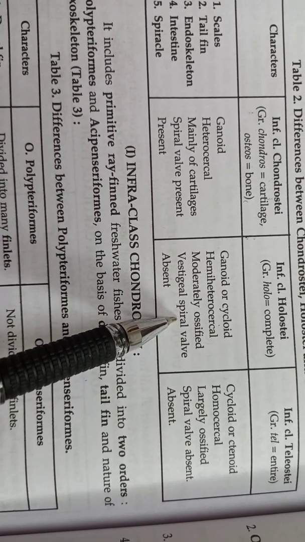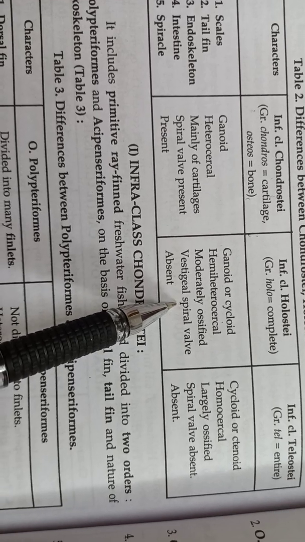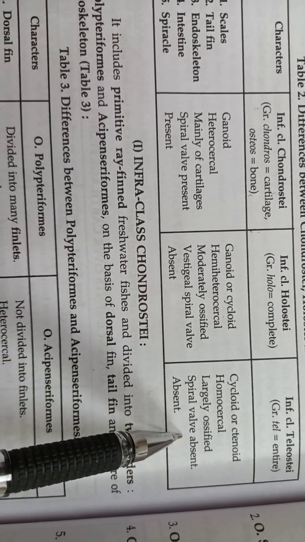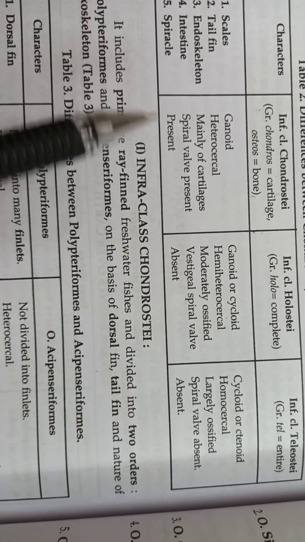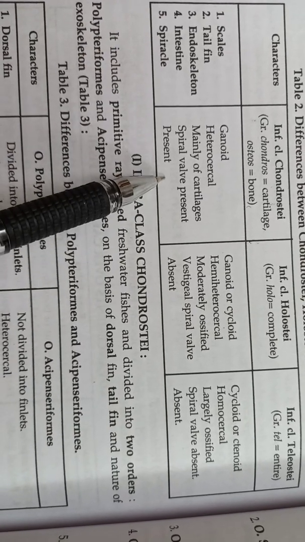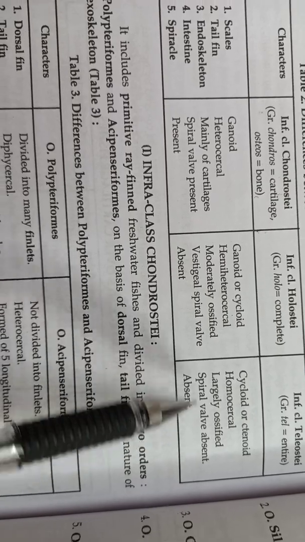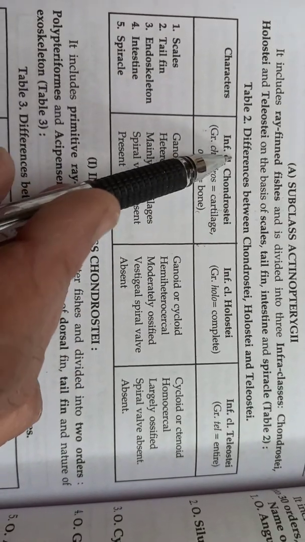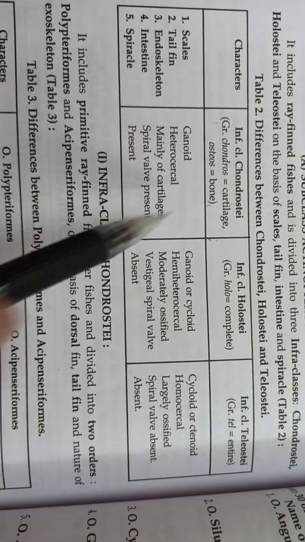Yeah, here in Holostei, it is the vestigial spiral valve, whereas the Teleostei don't have the spiral valve present. Spiracle is present here; in both these, it is absent. Now, coming to this infraclass, we are going to move to each one of them.